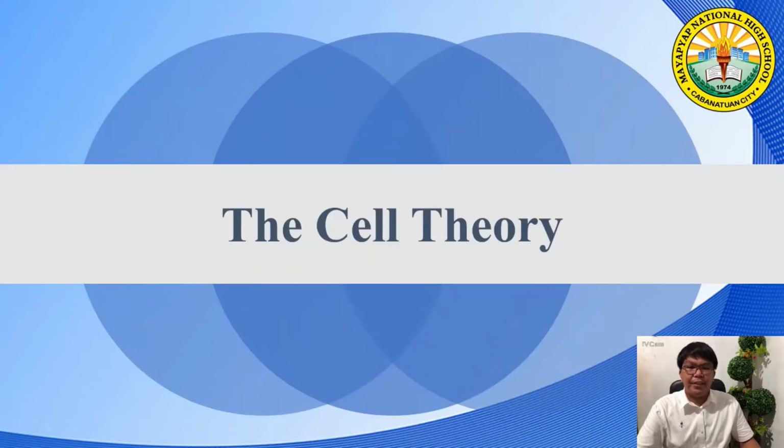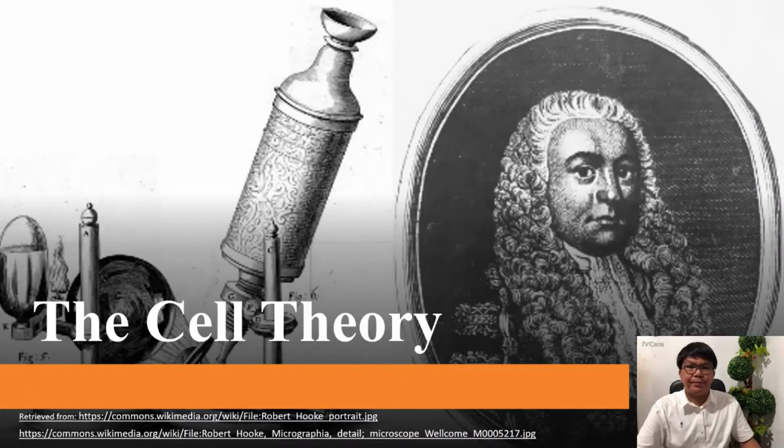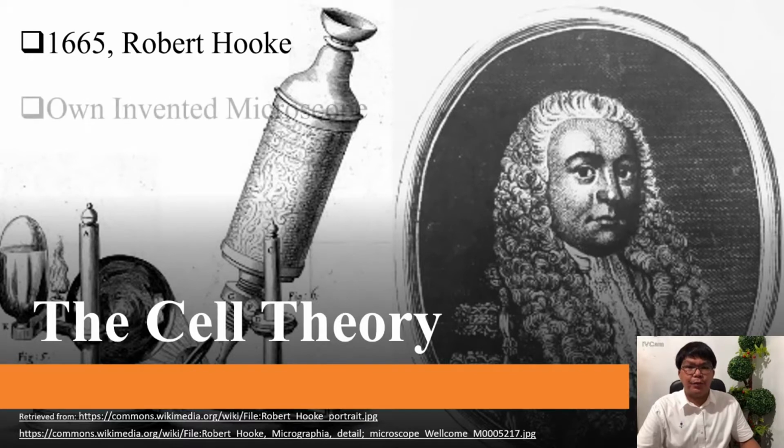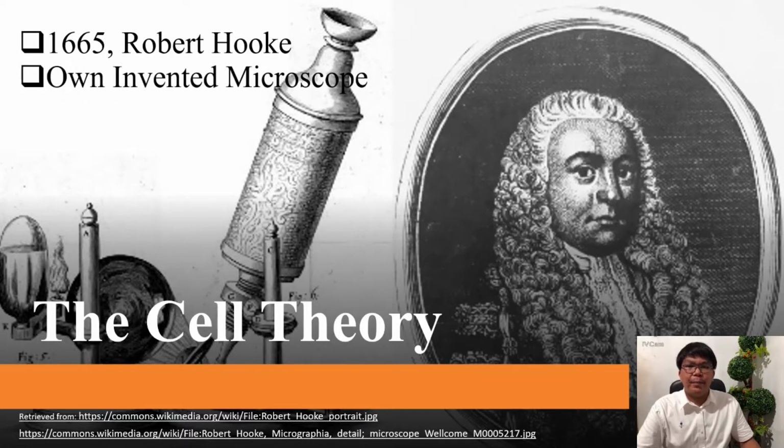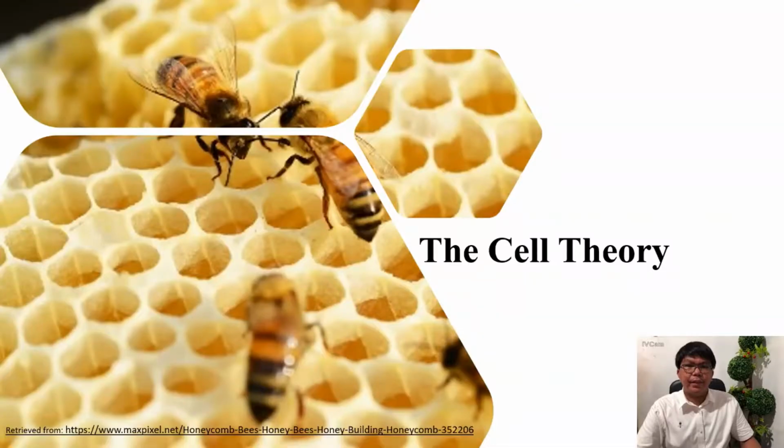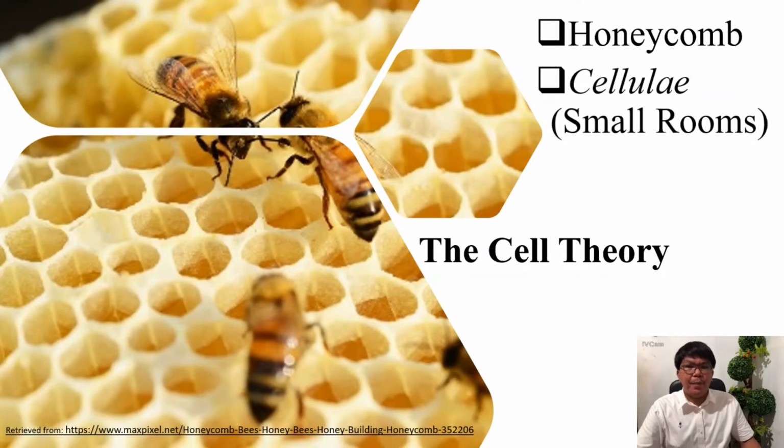The cell theory. In 1665, an English scientist, Robert Hooke, with the aid of his own invented microscope, was able to examine a variety of objects including the bark of a cork oak tree. As he observed this, he noticed tiny empty compartments like the structures of honeycomb. He gave the Latin name cellulae, meaning small rooms. Thus, the biological term cell was coined.